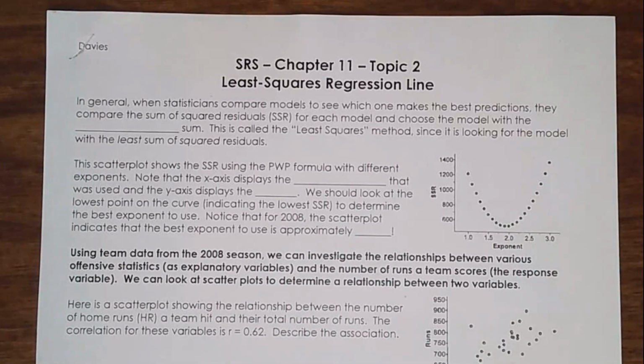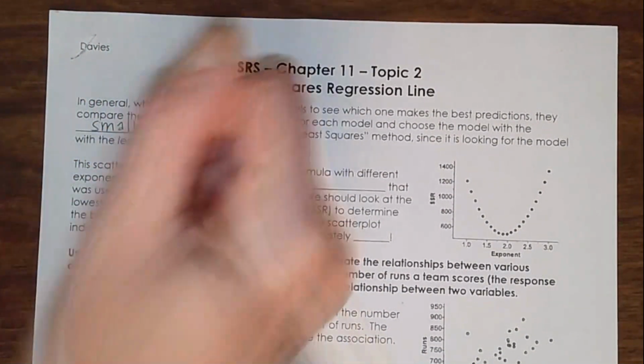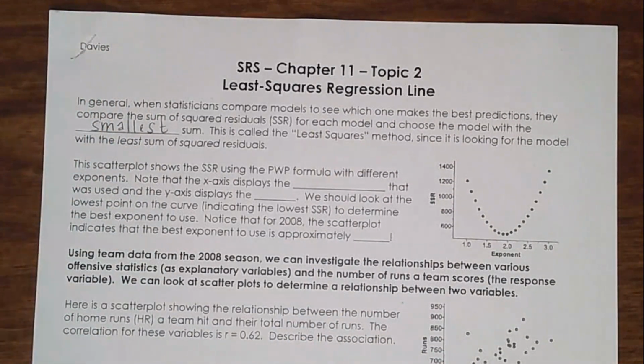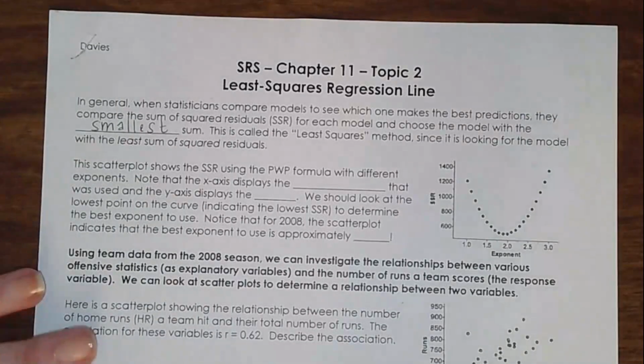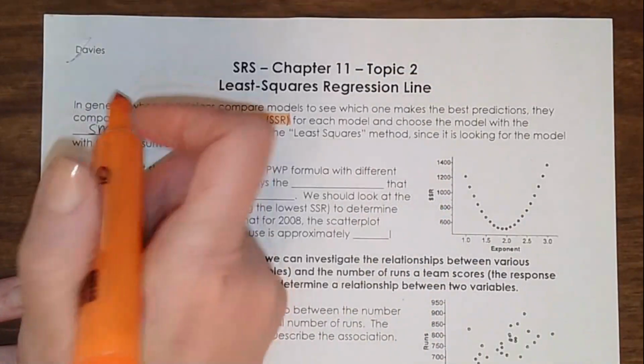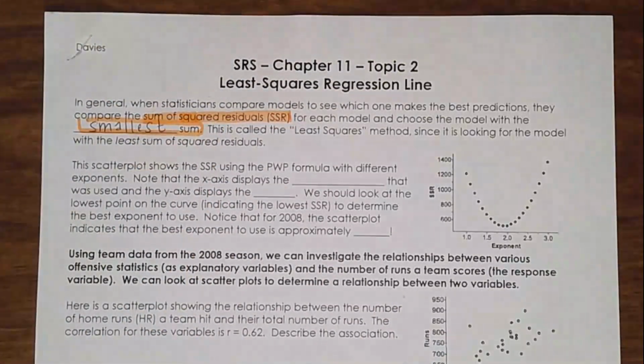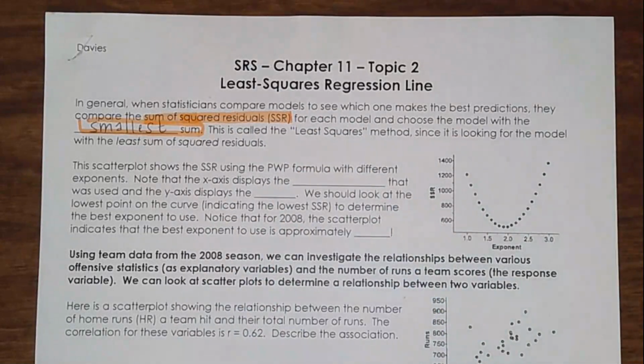And remember, they always want to pick the model that gives us the smallest sum, because the smallest sum means the actual values are closest to the predicted values, which is what we want. So maybe we want to highlight this: sum of squared residuals, and we want the one with the smallest sum. This is called the least squares method because they're minimizing that distance from the prediction to the actual value.